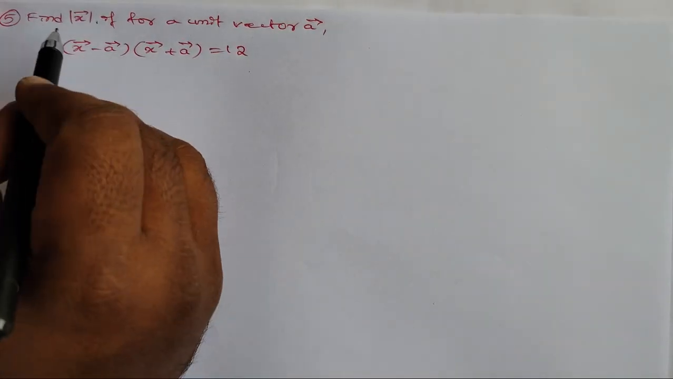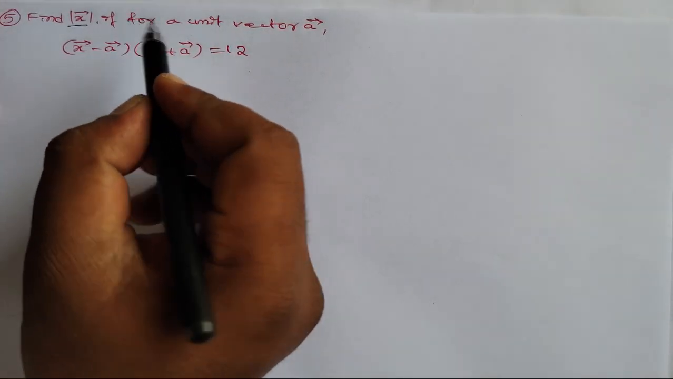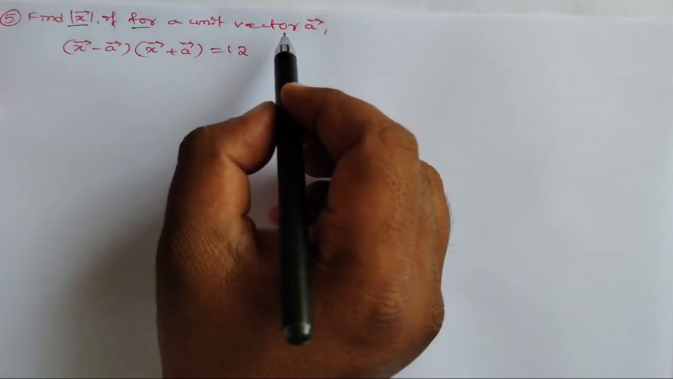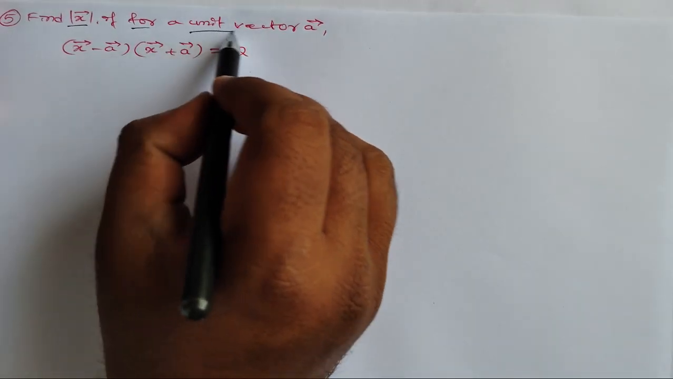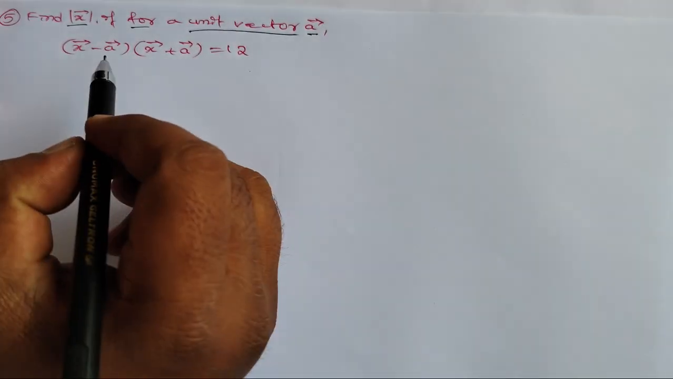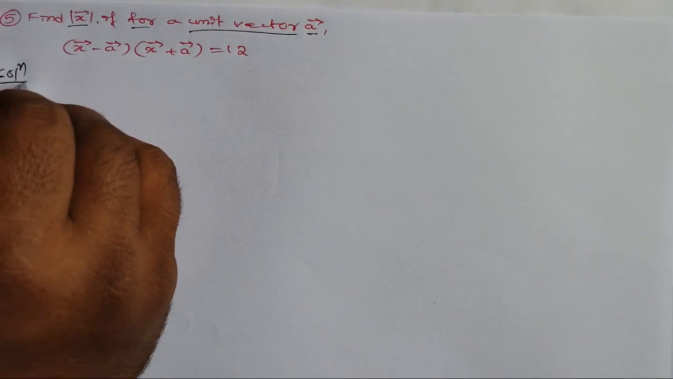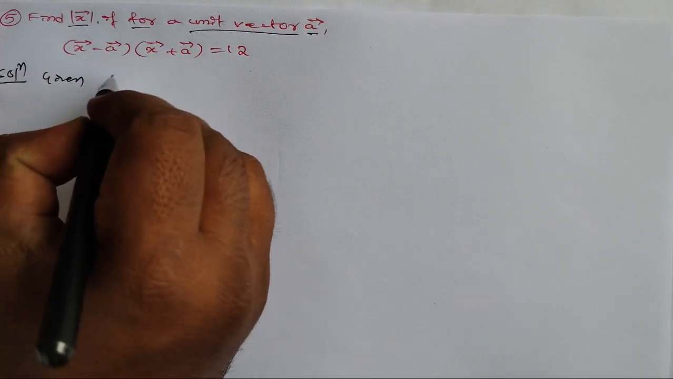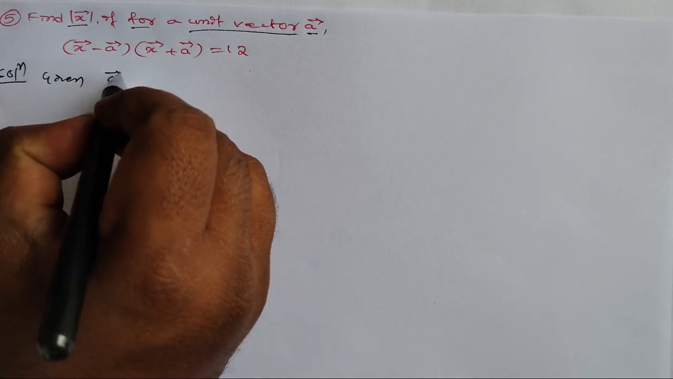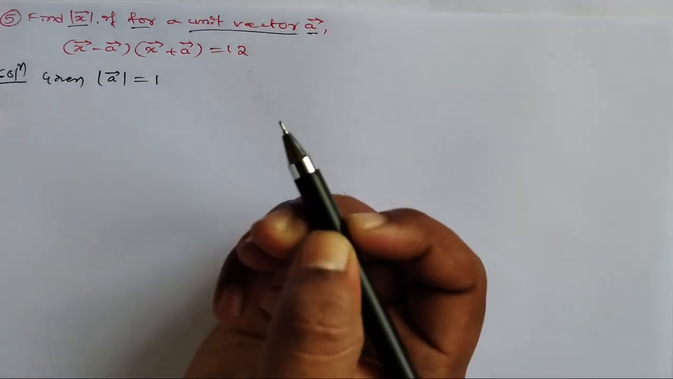So next question, find the magnitude of x vector, if a is a unit vector. Okay, so a is another unit vector, right? Simple solution. The given a vector is a unit vector, which means its magnitude is 1, right?